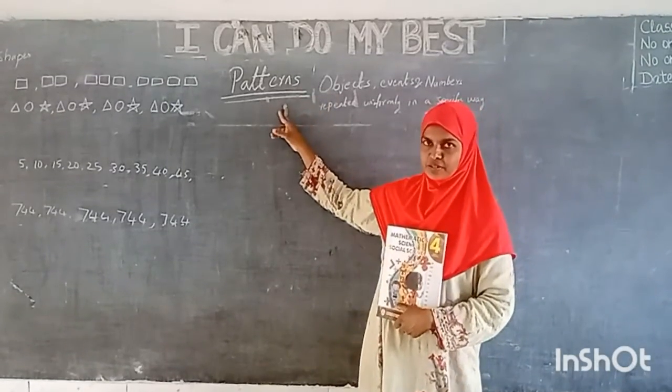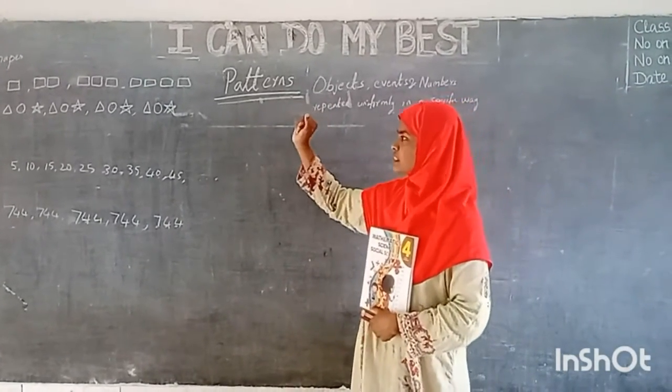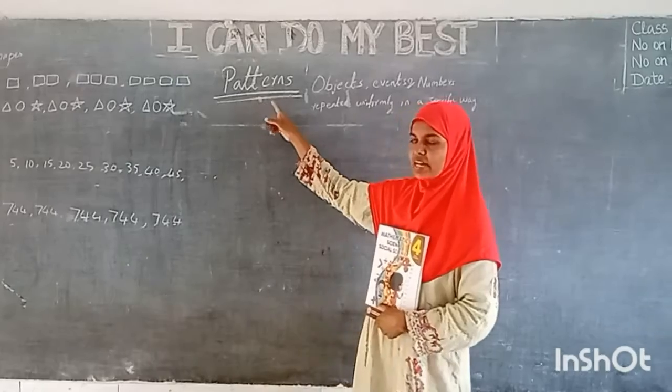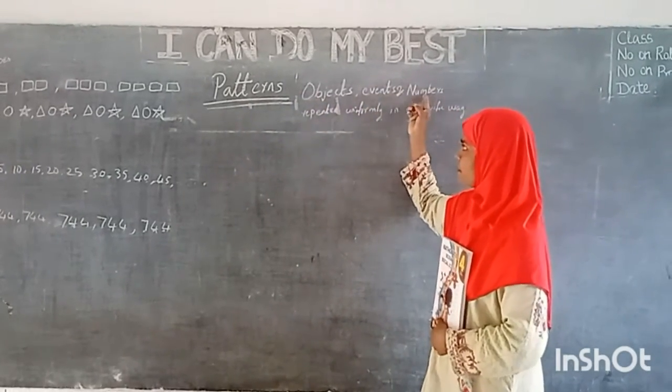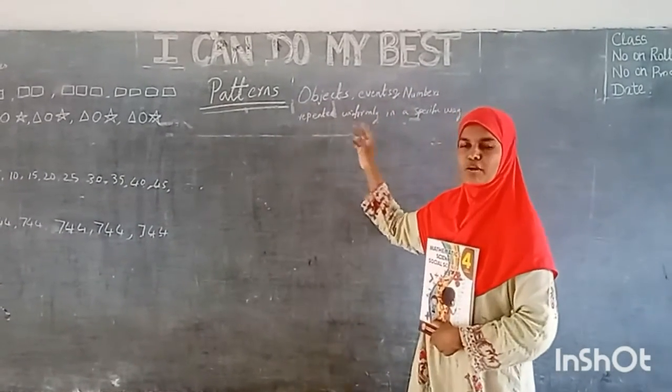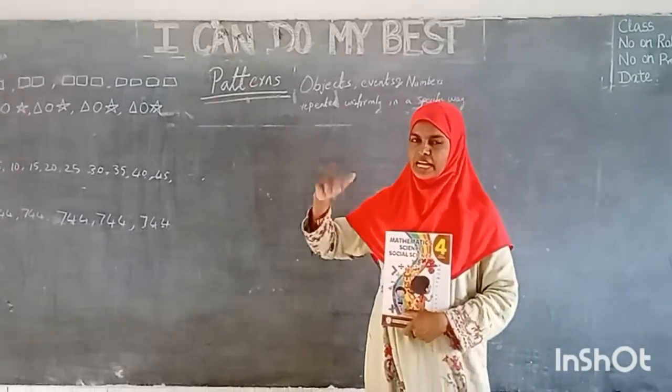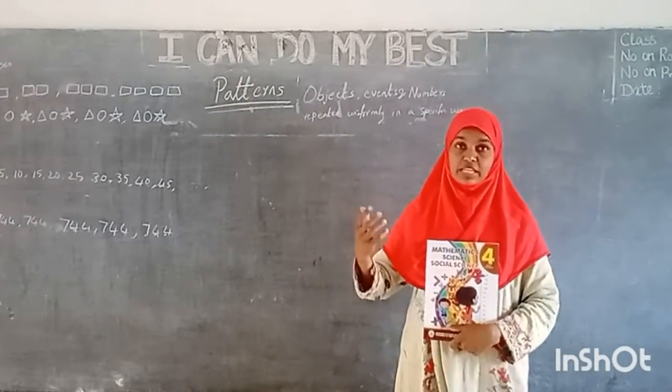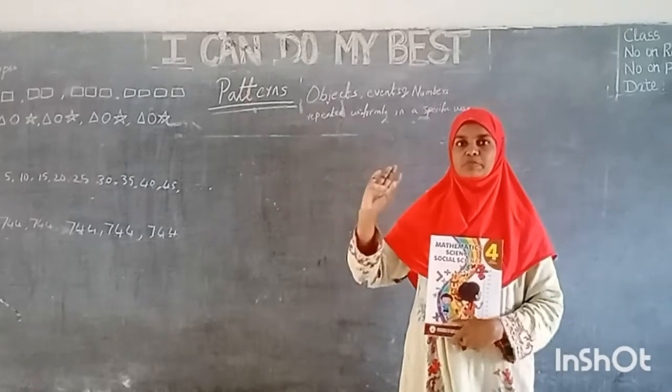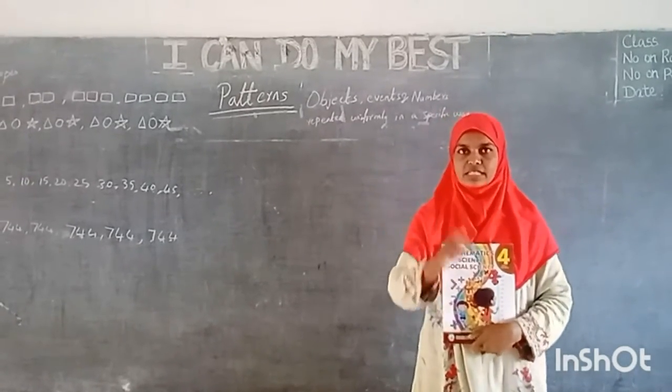Pattern, your third unit, right? Patterns. Patterns are formed when objects, even numbers, are repeated uniformly in a specific way. It has to be repeated. The numbers, everything has to be repeated uniformly in a specific way. That is a pattern. Example, you can see here there is a pattern.